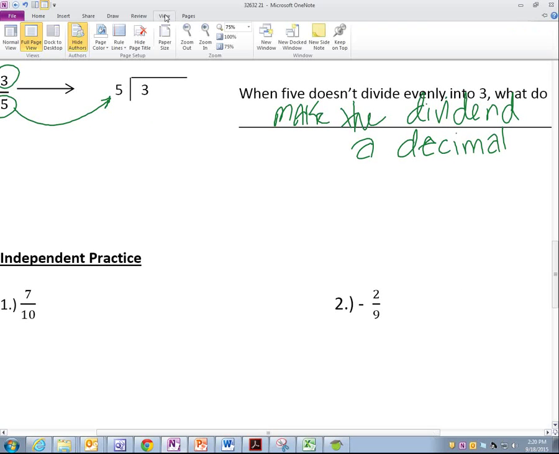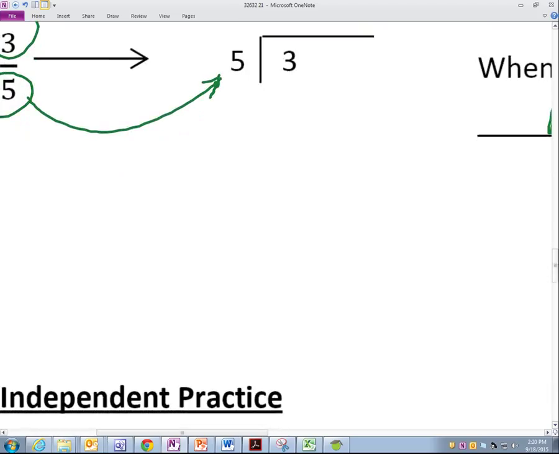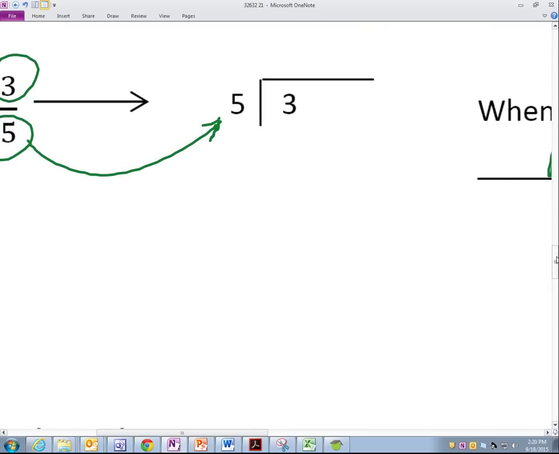So let's do that. I'm going to make this a decimal. I'm going to make that 3.0, and then I have to move the decimal also straight up. The decimal goes right above it. And I'm also going to put a 0 over the 3 so I make sure I don't make any layout mistakes.